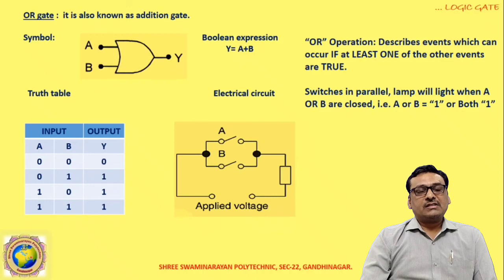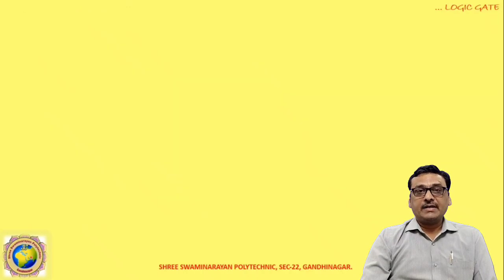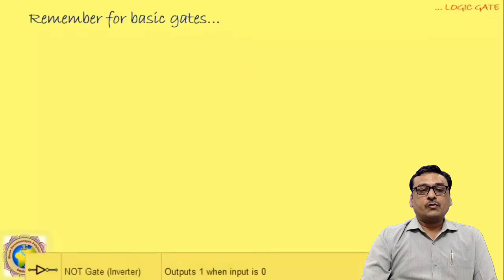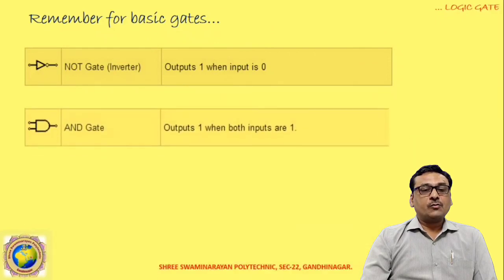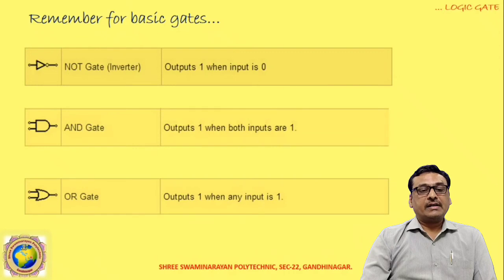Okay. So dear friends, these three gates are called the basic gates: NOT, AND and OR. Everyone remember the basic gates. The NOT gate outputs 1 when the input is 0, and it is also called the inverter gate. Then the AND gate outputs 1 only when both inputs are 1. And the OR gate outputs 1 when any input is 1.